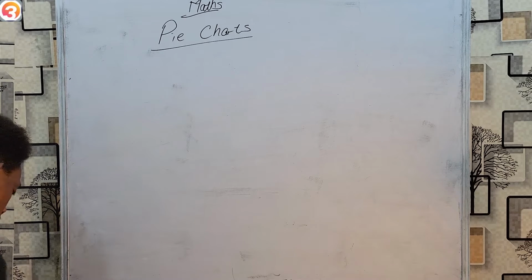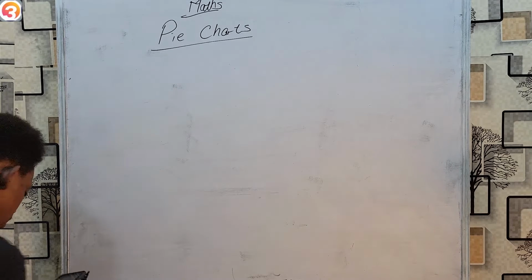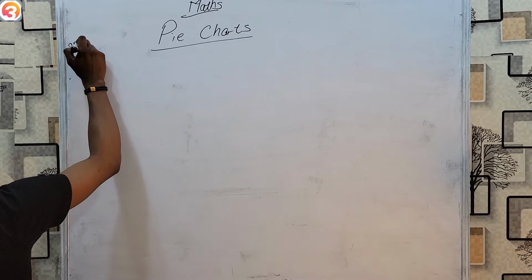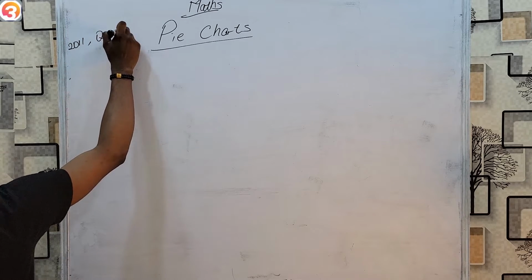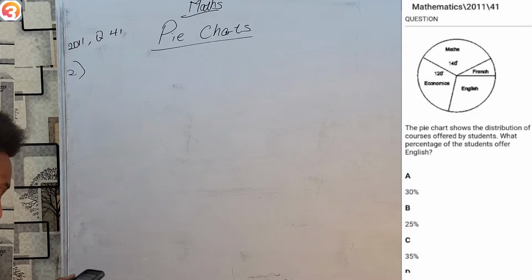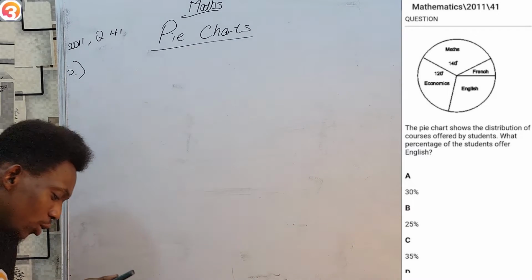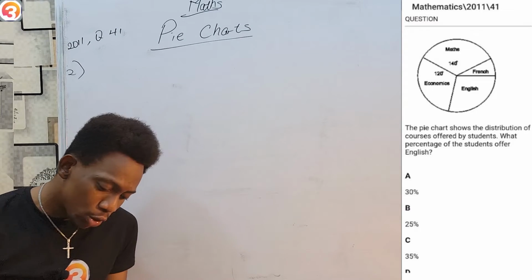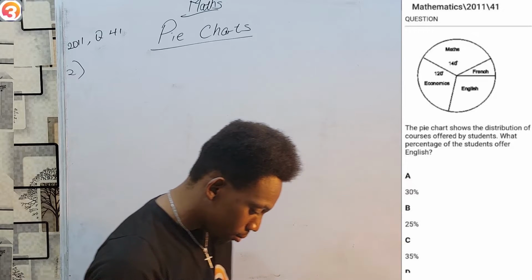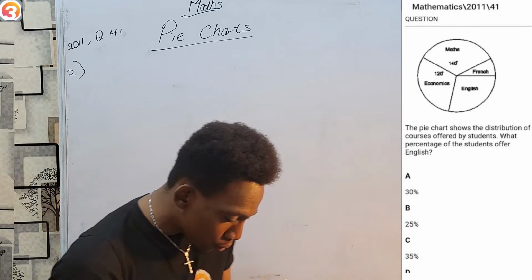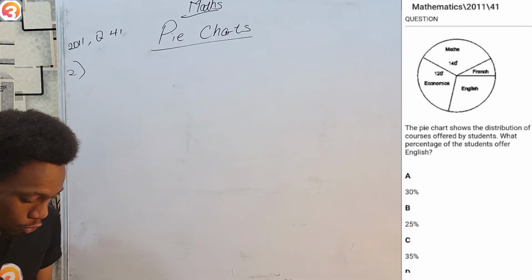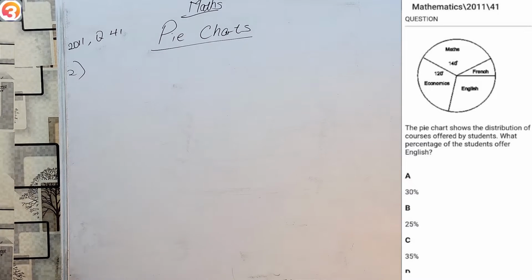Okay, my next question comes to me from the year 2011, and this is question 41. This one also gives me a pie chart and tells me the pie chart shows the distribution of courses offered by students. What percentage of the students offer English? What percentage offers English?